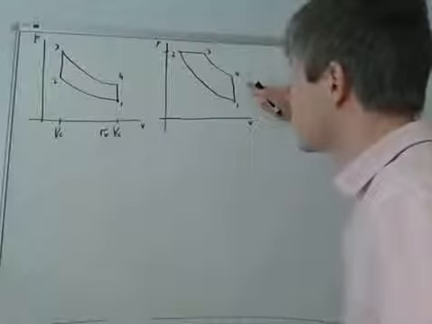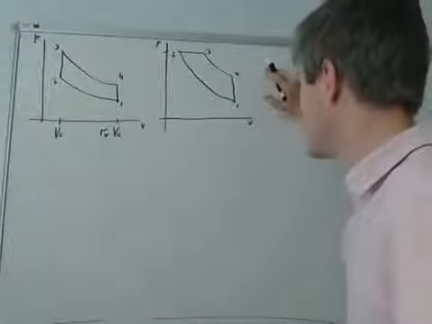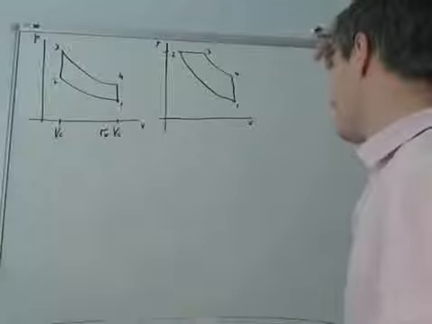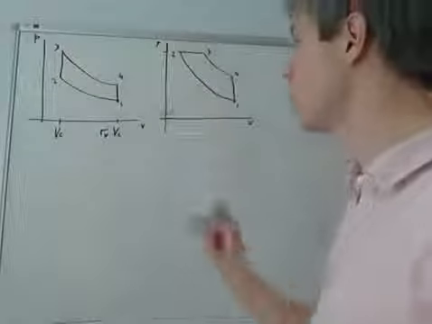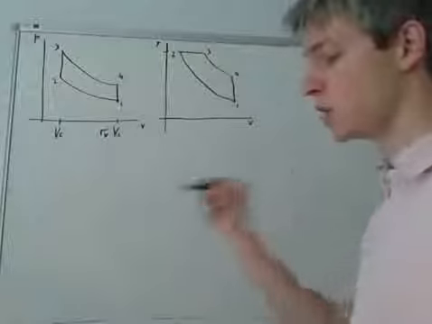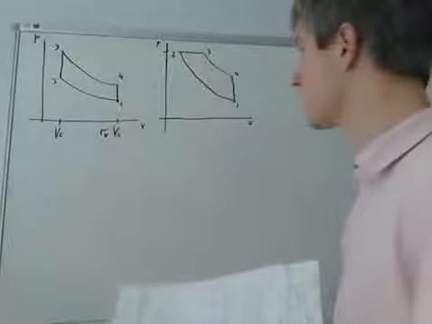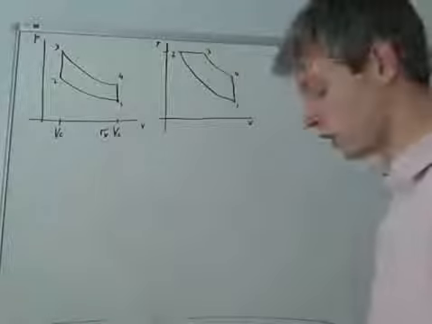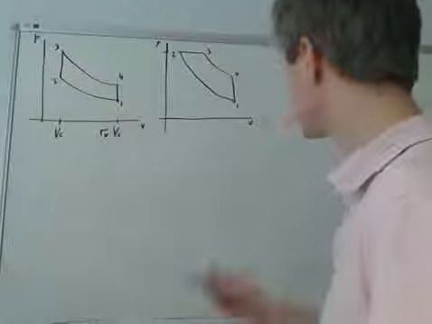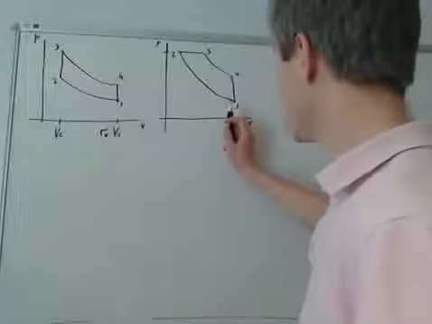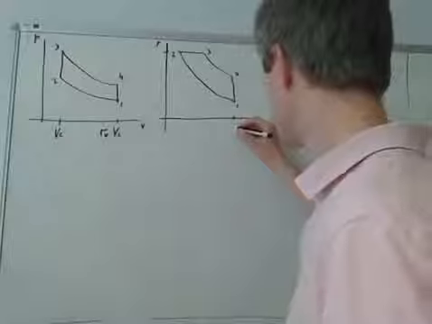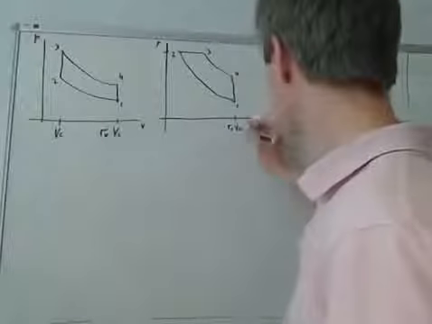1, 2, 3, 4. Now, this is a typical model of a diesel cycle, or an air standard model of a diesel cycle, where instead of constant volume heat addition, we inject the fuel and it burns at a constant, at the maximum constant pressure. Okay, so let's label these volumes again. RV, VC.